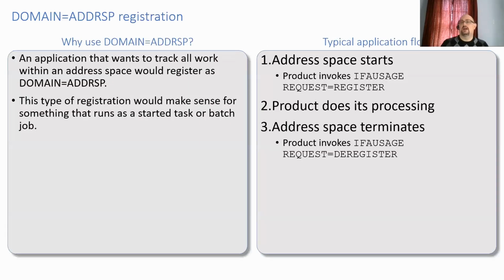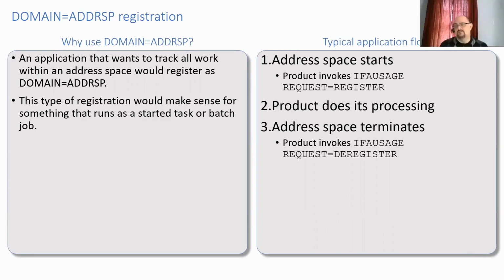So let's go ahead. The first one is DOMAIN=ADDRSP, or address space registration. Why would a product use this? This is probably going to be an application that wants to track all of the work in the address space. So that's why they'd register this way. This would probably make sense for something that's running as a started task or maybe a batch job.